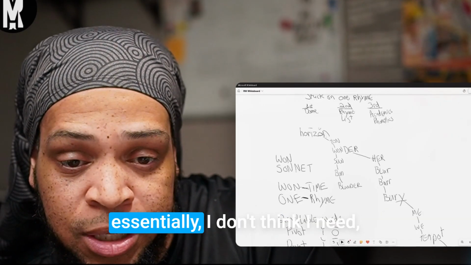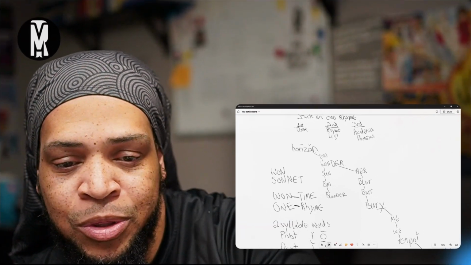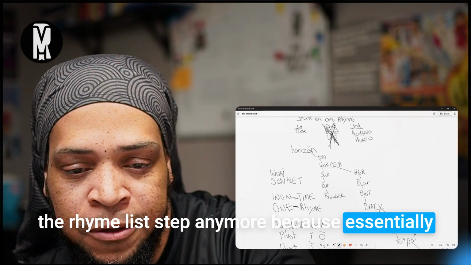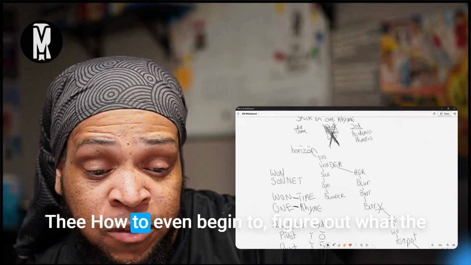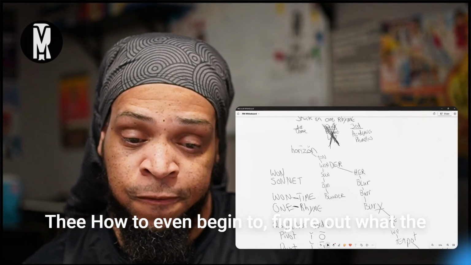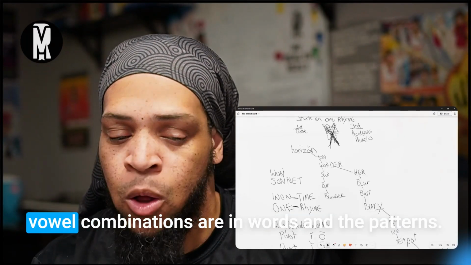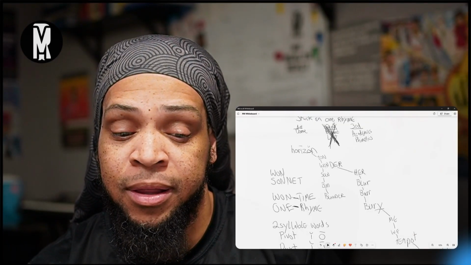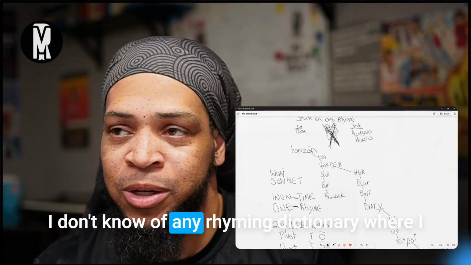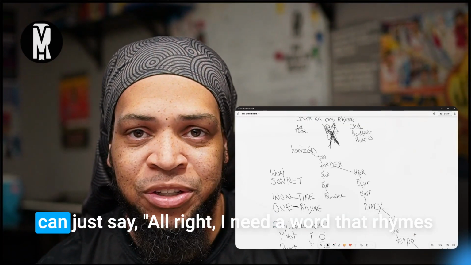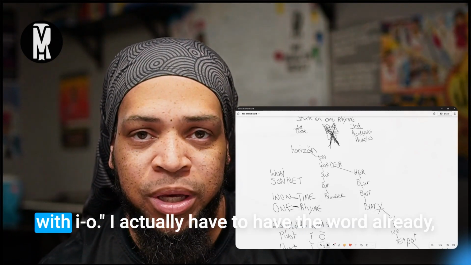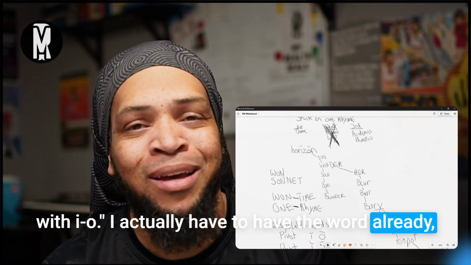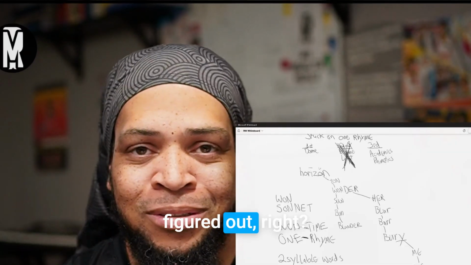Essentially, I don't think I need the rhyme list step anymore, because how to even begin to figure out what the vowel combinations are in words and the patterns, I don't know of any rhyming dictionary where I can just say, all right, I need a word that rhymes with it. Oh, I actually have to have the word already figured out, right?